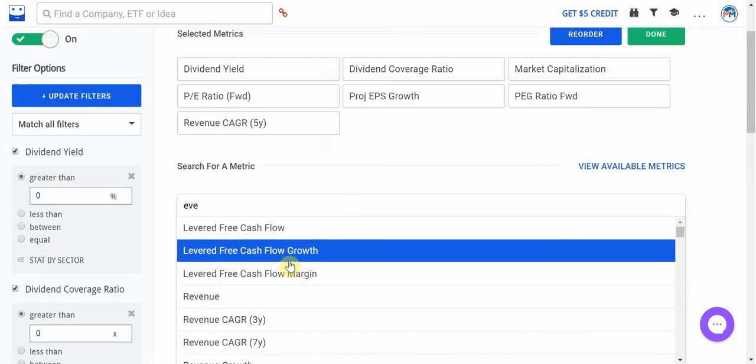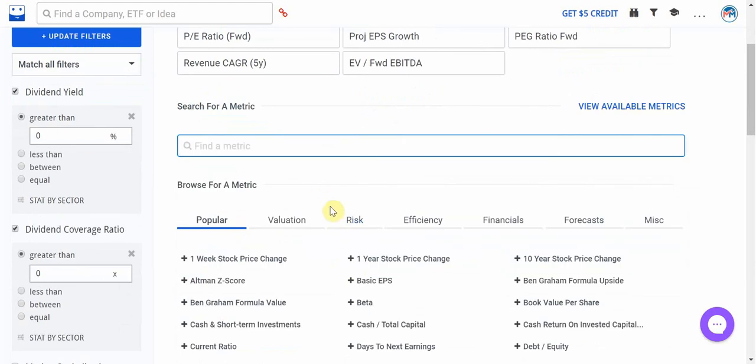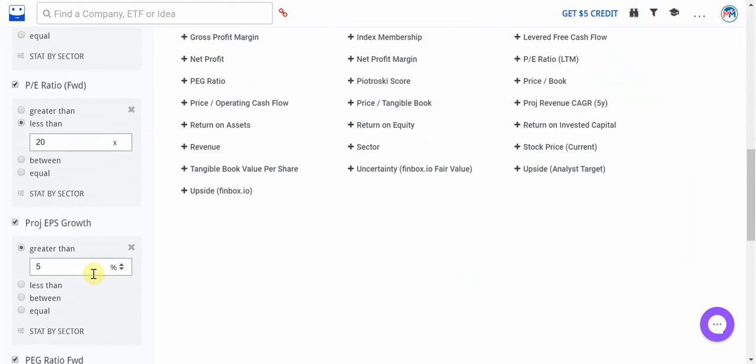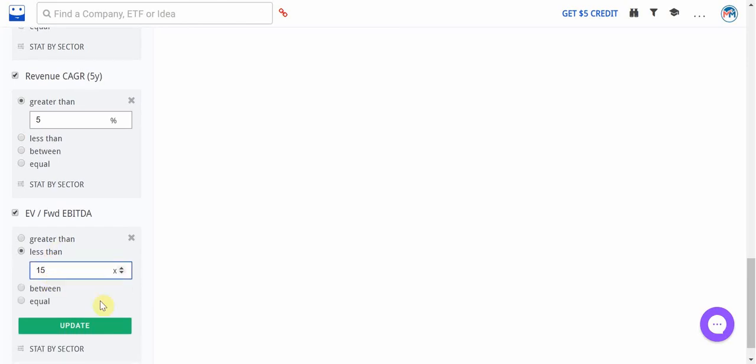And then to capture valuation, at least for the full enterprise, I like doing an EV to forward EBITDA ratio of less than 15 times. EBITDA is a good barometer of free cash flow, as well as it removes considerations for the capital structure and values the entire enterprise as a whole.